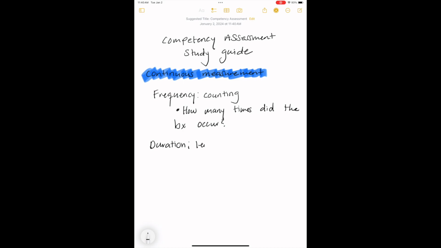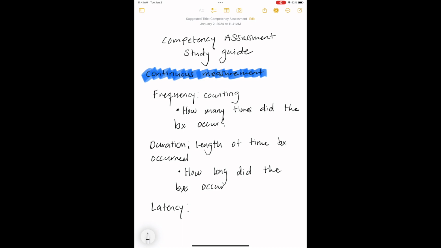Duration is length of time the behavior occurred. So I'll write it in another way. How long did the behavior occur? Now, this one's a little bit more confusing. We have latency.